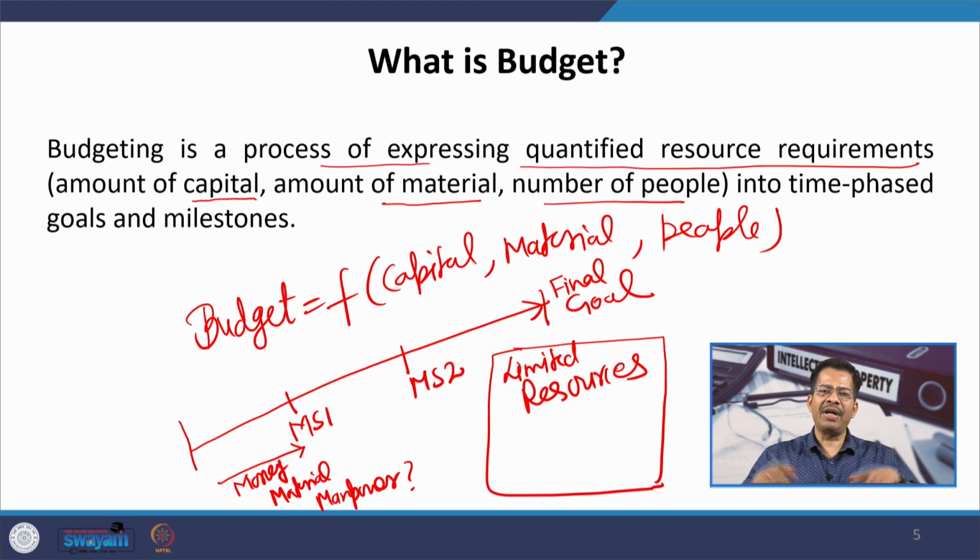If you have infinite resources, for example, if there is a company or an organization which has infinite resources, the purpose of budgeting will not be there. As many resources as you need, you will get, but we have limited resources, and therefore, the concept of budgeting comes into the picture.